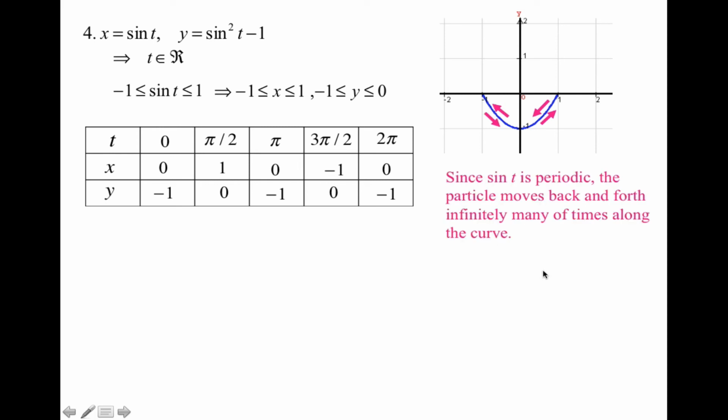So since t is periodic, the particle moves back and forth infinitely many times along the curve. So that's what these arrows mean: it's starting at (0, -1), and it's going up, turns around, comes back, almost like your up-down movement, like a swing. So since x equals sine of t, and I have a sine of t in my y equals sine squared of t minus 1, I can just replace sine of t with x and not even have to solve for t. So I get that y equals x squared minus 1.